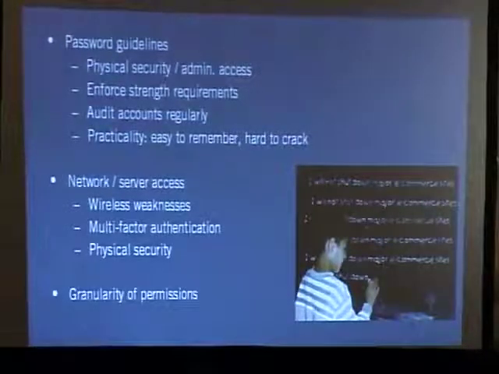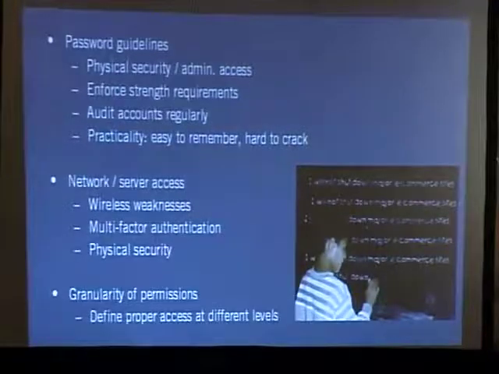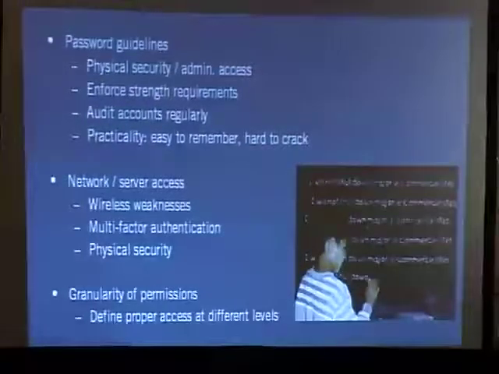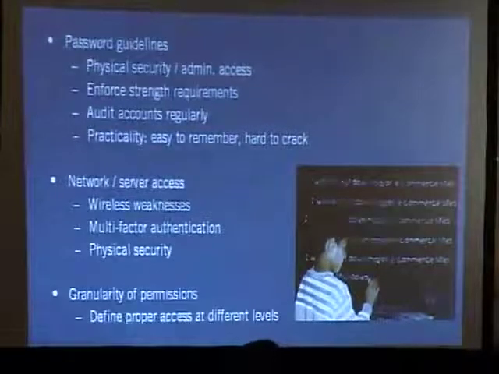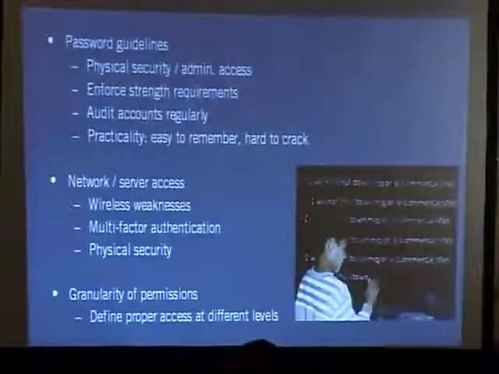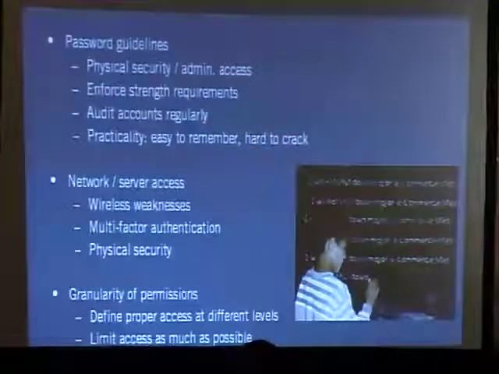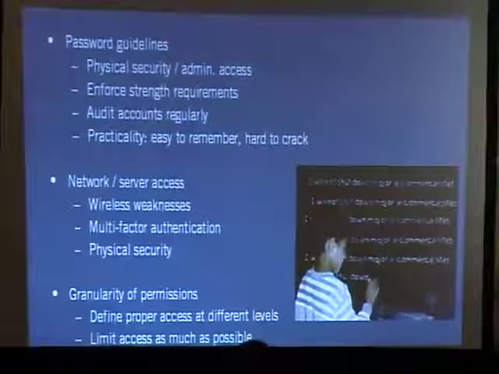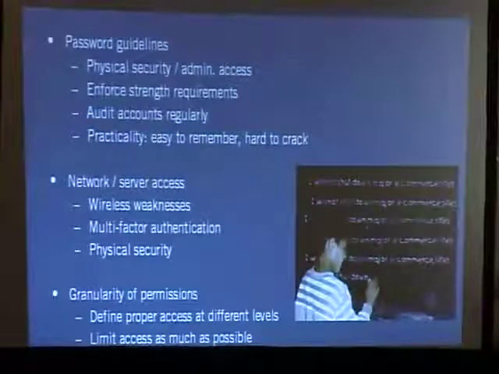And we also talk about granularity of permissions. This is just granting the appropriate level of permission at different levels of the organization or for different employees. Somebody in the accounting department doesn't necessarily need access to human resource records and vice versa. So the organization should really define who should have access to what and for what reason, and limit that access as much as possible. As long as it remains practical for the organization to do so, people should only have access to the functional areas in which they're employed.